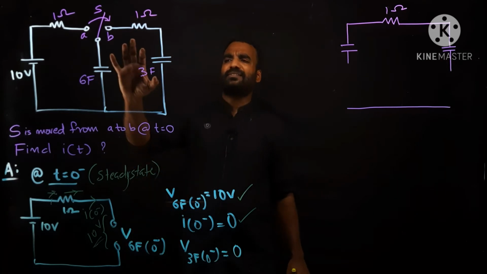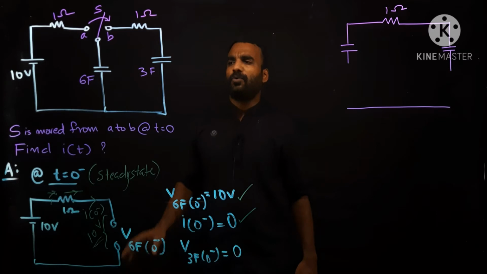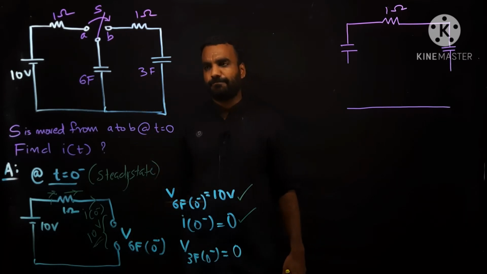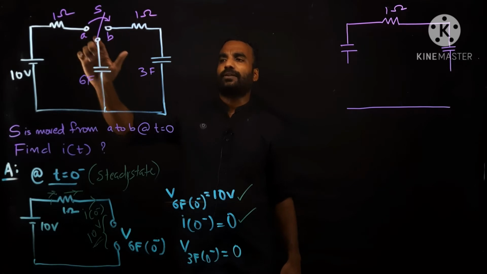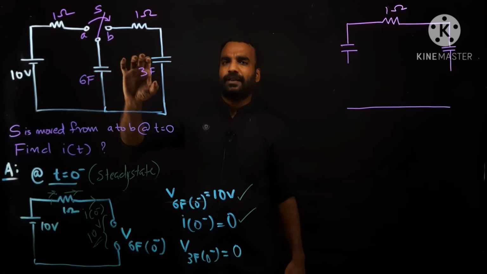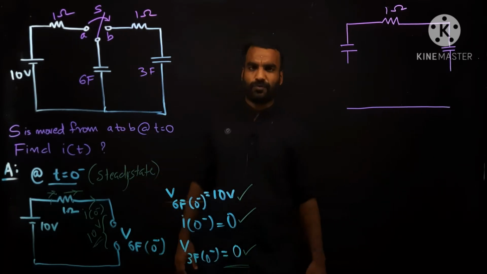Then what about this 3 farad capacitor? I am just asking you. Initially the switch is connected to this side only, so no voltage will be there on the 3 farad capacitor for a long time. It is 0 volt.